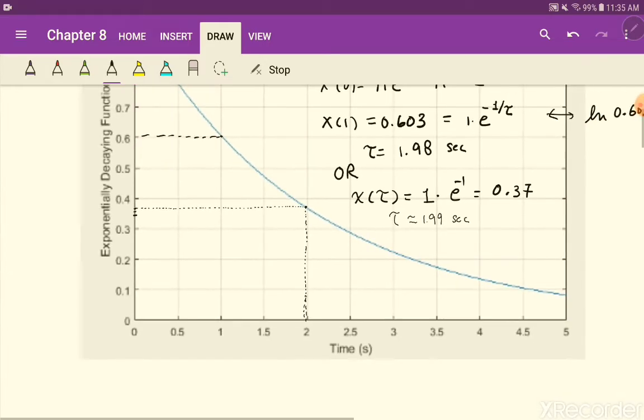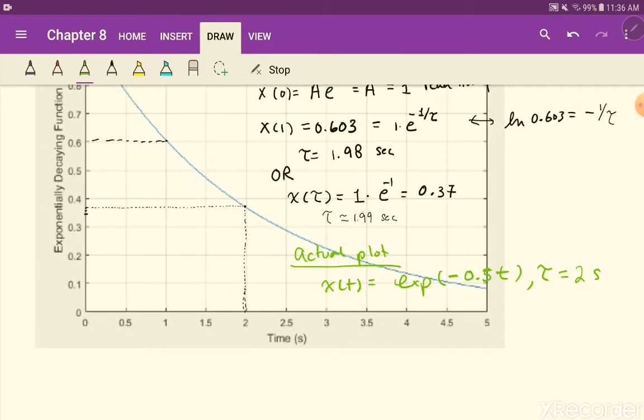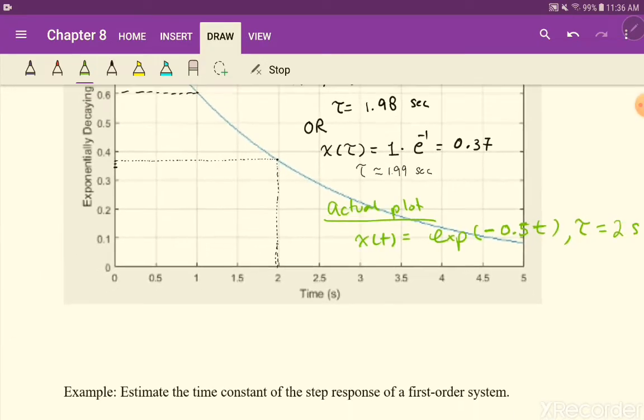And what was the actual function? Well, I made this function. I actually drew that in MATLAB. So I'm going to write down the actual plot. The real one was x of t equals exp in MATLAB of minus 0.5t. That has a time constant of exactly 2 seconds. So how do we apply this finding?